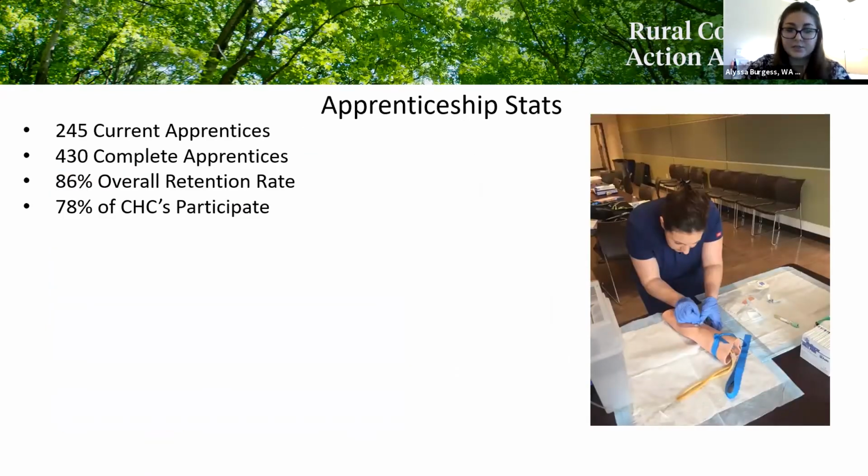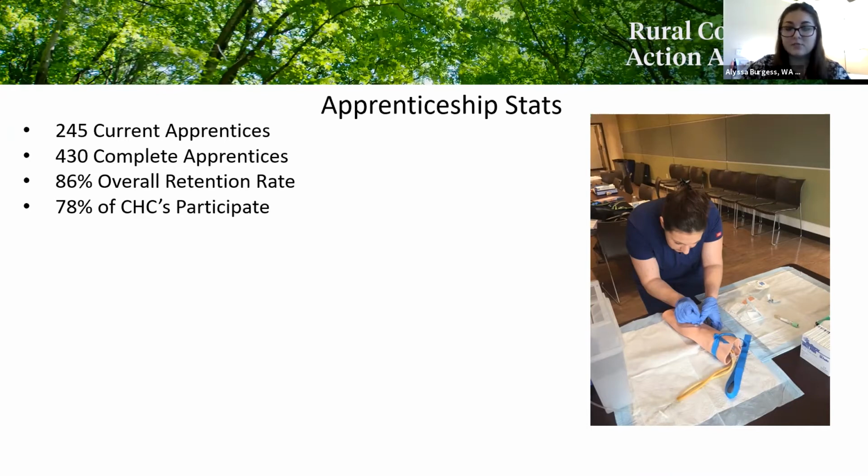Some statistics I just wanted to show you guys if you're interested in our program. Like I said, it's been running since 2014. Currently, we have about 245 apprentices who are going through the program right now. We've graduated about 430 since 2014, and our last wage and retention survey showed that 86% of our apprentices are still working at the organization who put them through the program. For us in Washington State, that is a huge benefit for the program.